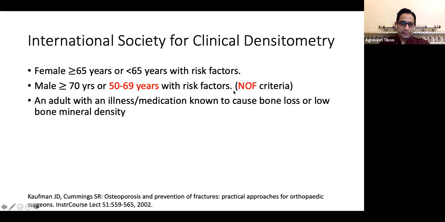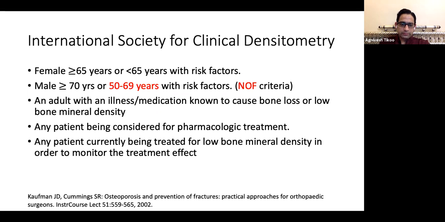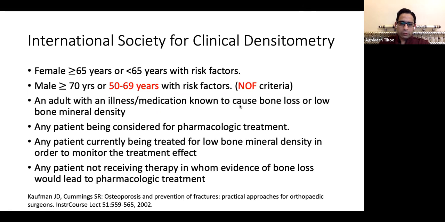Also, those with an illness or medication known to cause bone loss, such as steroids and anti-epileptics. And any patient being considered for pharmacological treatment, because you need a baseline to compare whether your treatment is helping the patient or not. And any patient who has not received pharmacological therapy is also a candidate for receiving it.